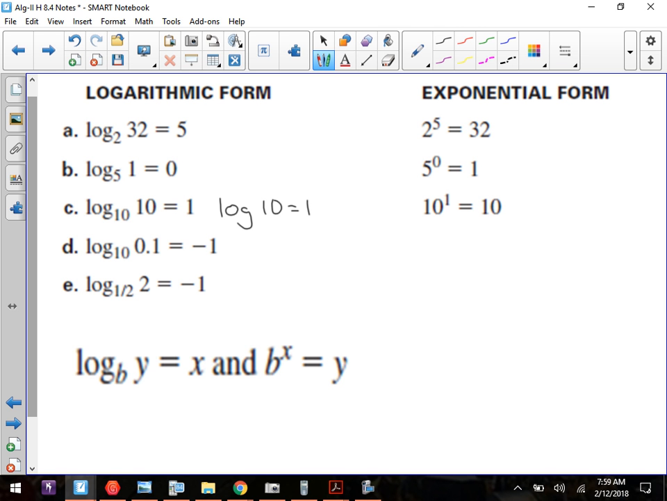Now, when they start throwing decimals at you, I want you to start thinking of exponent rules, especially when you see the negative. What is 0.1? It's 1/10, isn't it? So 10 to the negative 1 is a tenth. You'll see them written as decimals, but also as fractions. And you can have fractional bases. Log base 1/2 to the negative 1 equals 2 because of your exponent rules.